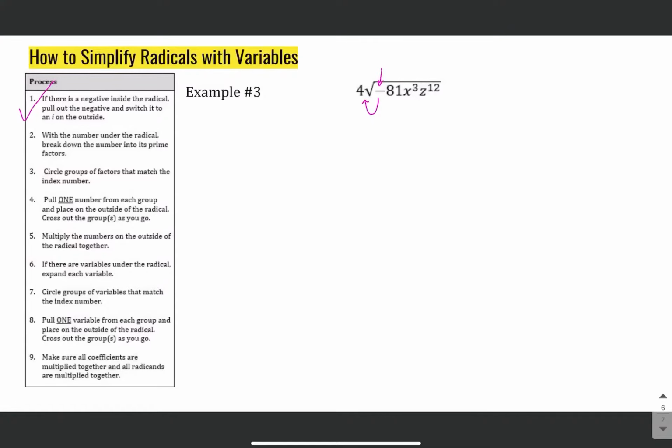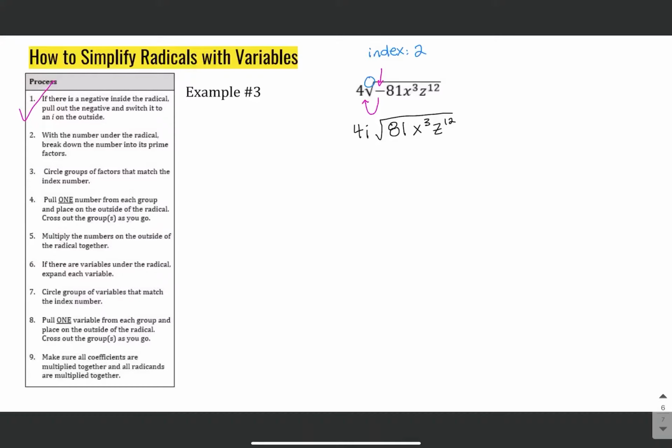So I know I have 4i square root here because my index, notice how my index is invisible. So I know that this index is a 2. So this is a square root. And I still have now a positive 81 x cubed z to the 12th. Okay. So got the i taken care of.